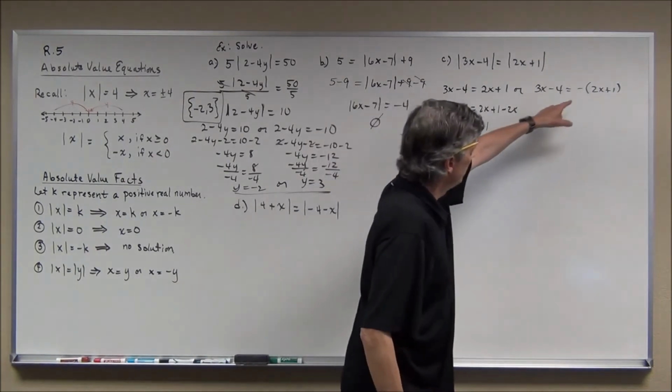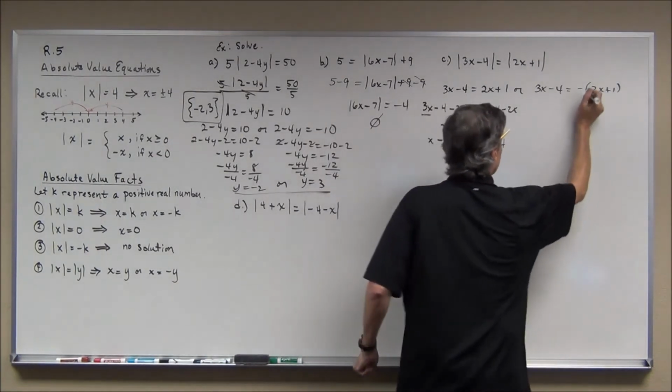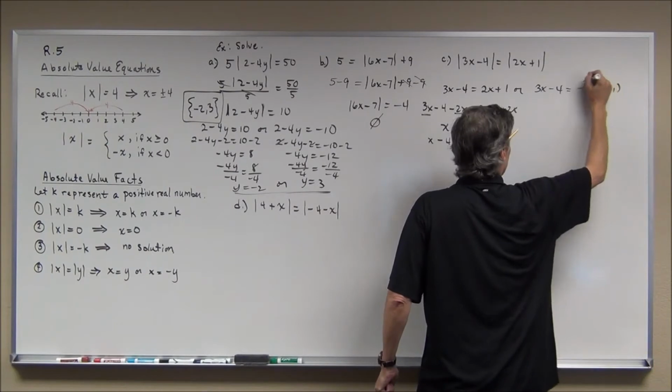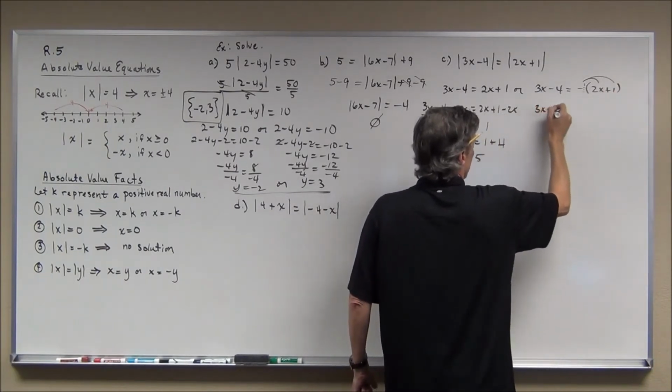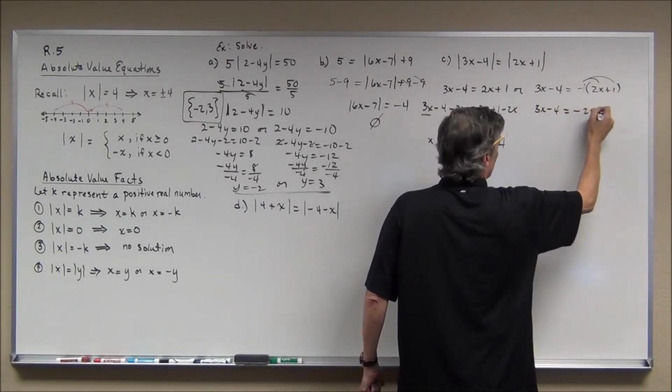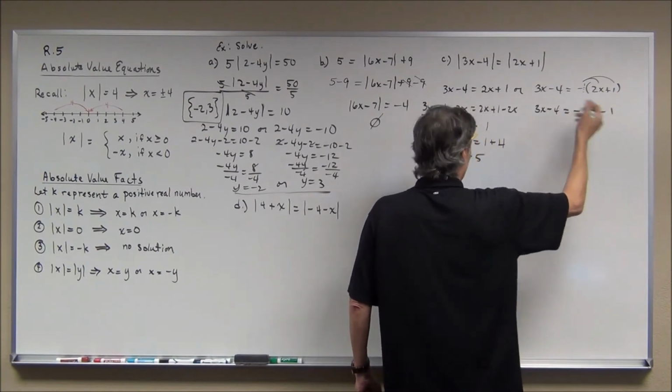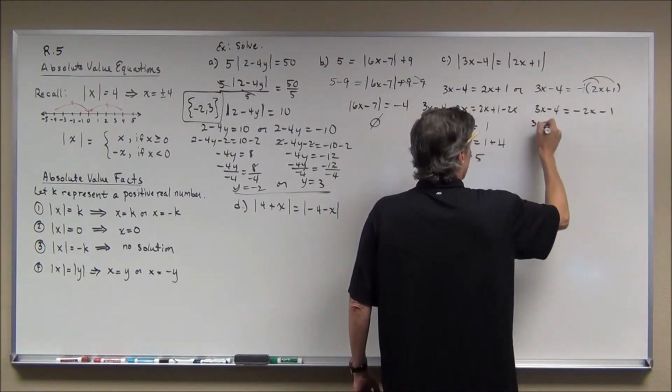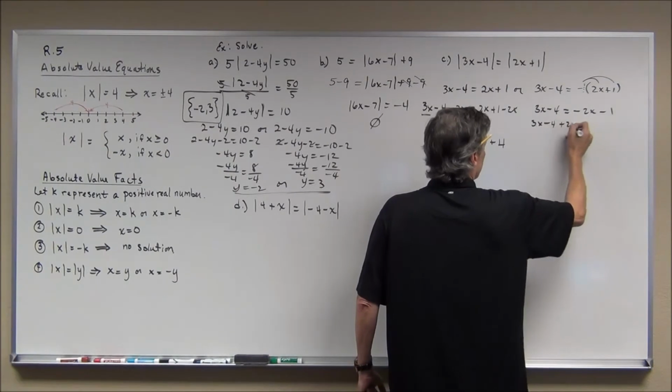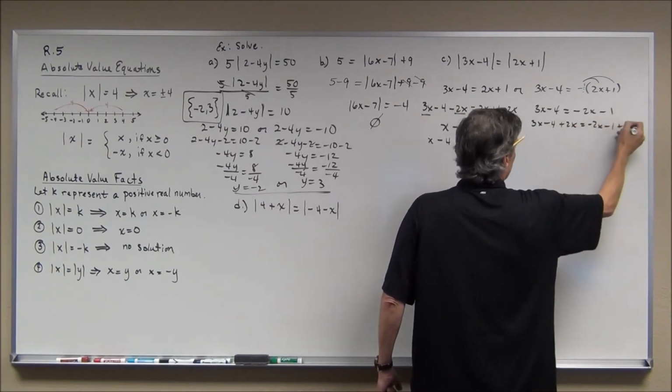Now over here, I'm taking the opposite of that. Remember, that's like a negative 1 that you're distributing by. And I have 3x minus 4 is equal to the negative 2x minus 1. I will add 2x this time. 3x minus 4 plus 2x is equal to negative 2x minus 1 plus 2x.